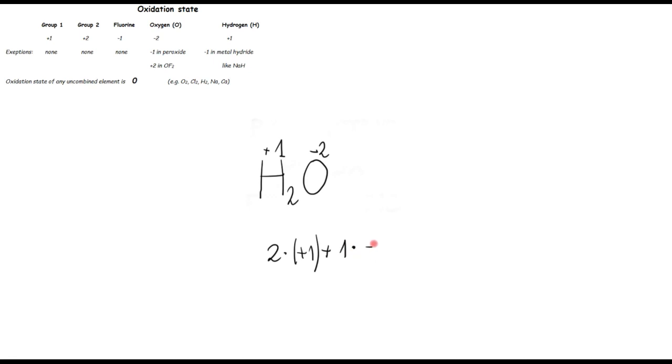the multiplication of the oxidation state of the oxygen in the molecule. We have only one atom of oxygen, so we have 1 here, and all of that must be equal to 0. That's the charge of the molecule as a whole. Let's do the calculation. Is it right or not? It's 2 minus 2 equals 0. That's true, so the oxidation states assigned to individual atoms in the molecule of water are correct.